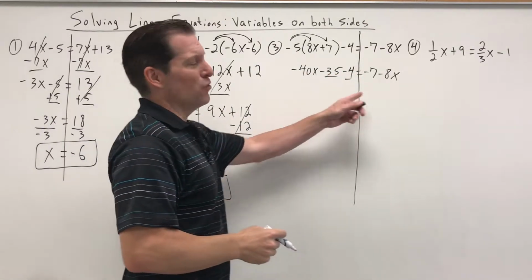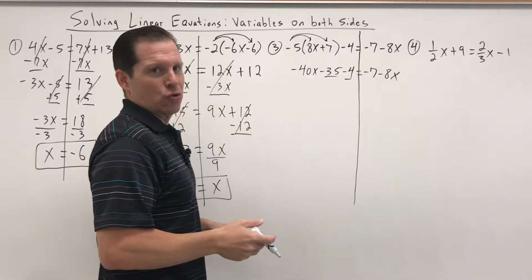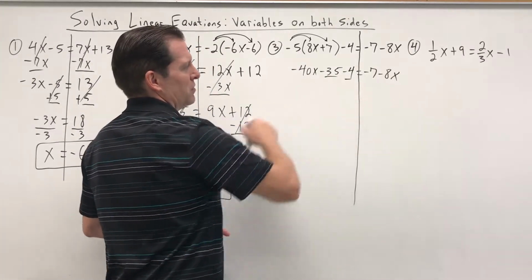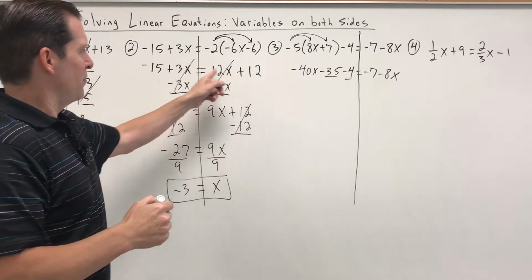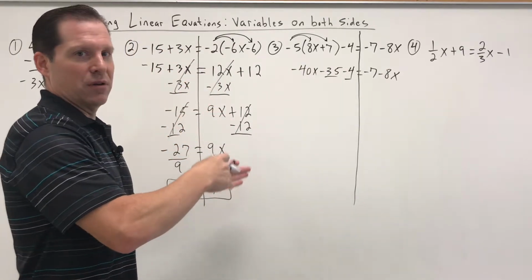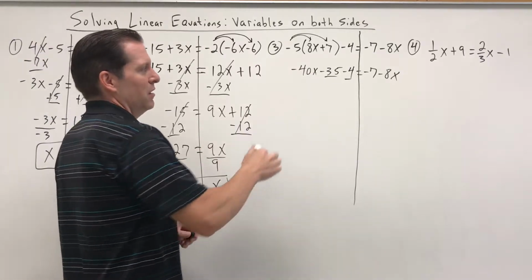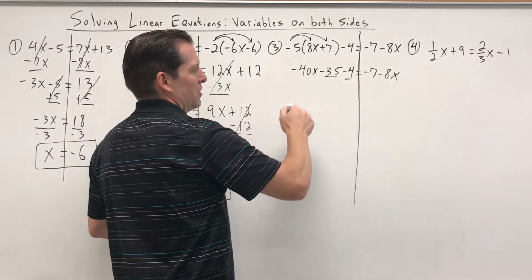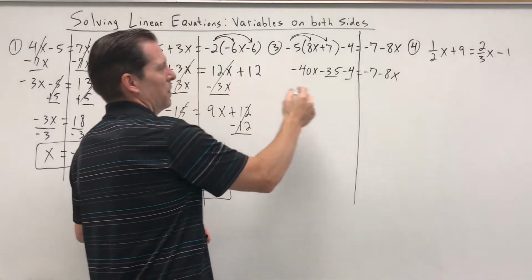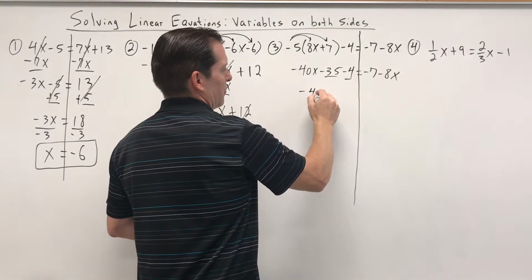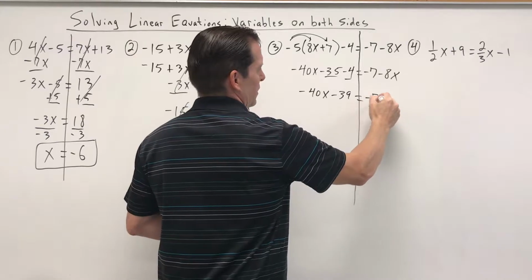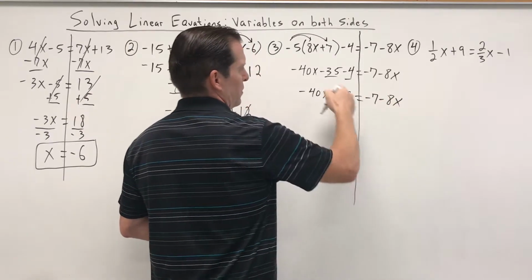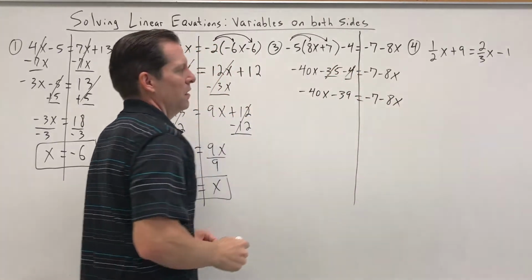I could move these over separately, but then I'm just creating extra work. So just go ahead and combine those like terms first, and then you'll wind up with a problem similar to this, where it's one variable on either side, and then you have the constant terms on either side as well. So it'll look like this right here. So I have negative 40x minus 39 is equal to negative 7 minus 8x. So that's good, took care of that.